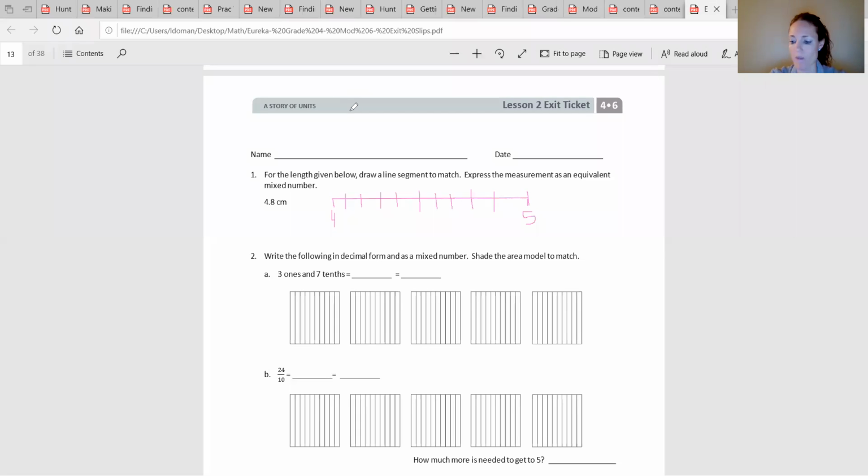All right, number 2, write the following in decimal form and as a mixed number, and shade in the area model to match. For number 2, I have 3 ones, so that's a 3, and 7/10, so that would be 3.7. If I need to do it as a mixed number, 3 and 7/10. That gives you an idea if you're getting stuck, what that would look like. Since 3 is to the left of the decimal, it's my whole number. It means I'm going to shade in 3 whole boxes.